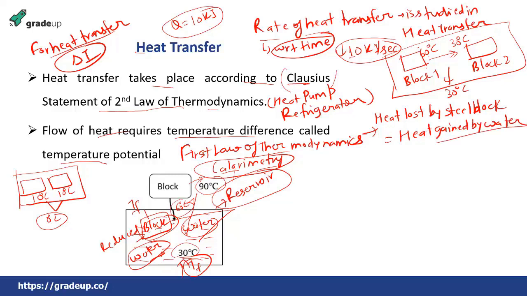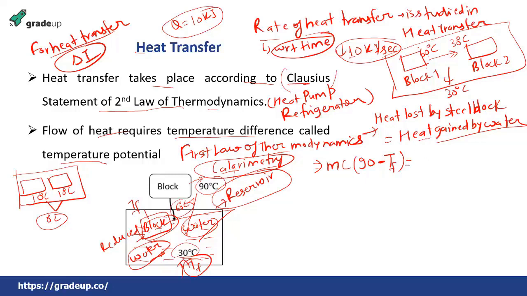So the amount of heat which is being lost by this steel block, which is having higher temperature, will be gained by water. So the heat lost by the steel block will be equal to m, mass of water, into Cp of water, into temperature difference. The temperature of the steel block will get reduced. It is having a higher temperature, suppose 90 degrees Celsius, so the temperature of the steel block will reduce to some final temperature Tf.